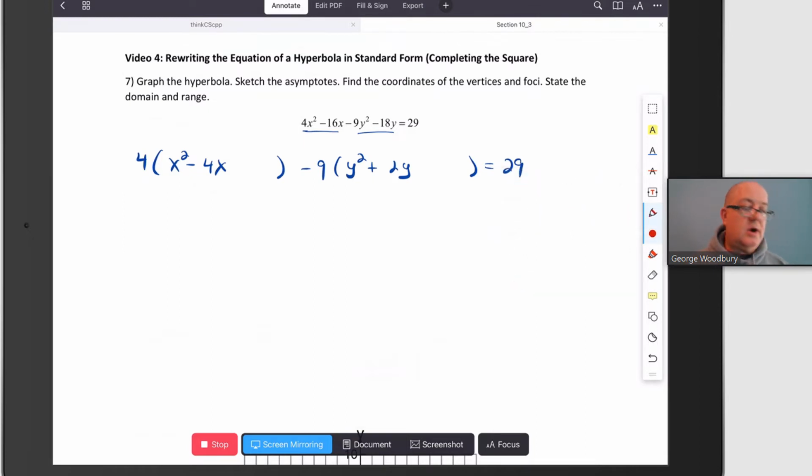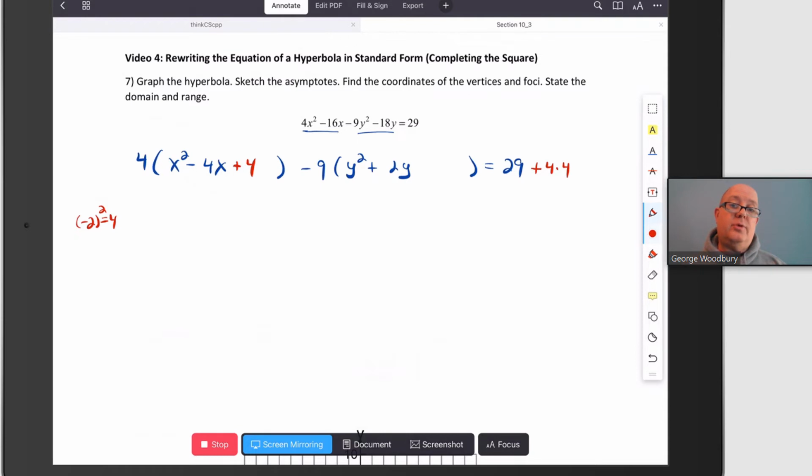Now to complete the square, half of negative 4 is negative 2, squared is 4. So I'm going to add 4 inside the parentheses here. But I'm really adding 4 times 4 because of the 4 that's out in front of the parentheses.